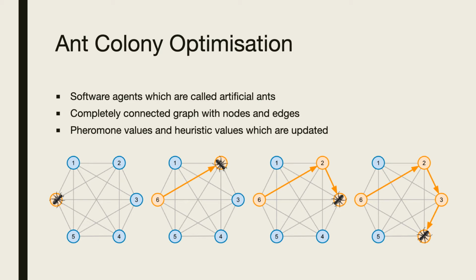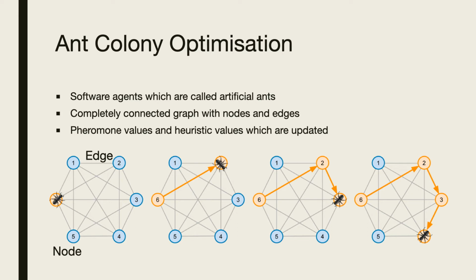Looking at the graph here, all the cities are associated with a node, and the length of the edges correlates to the distance between the cities. The graph is completely connected, and the pheromone values and heuristic values are associated with the edges of the graph. The heuristic values are dependent on the problem. In this case, they are the inverse lengths of the edges.